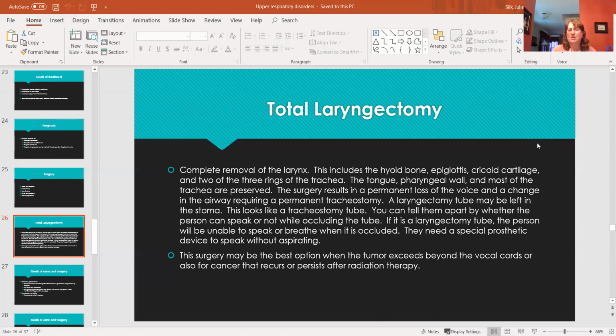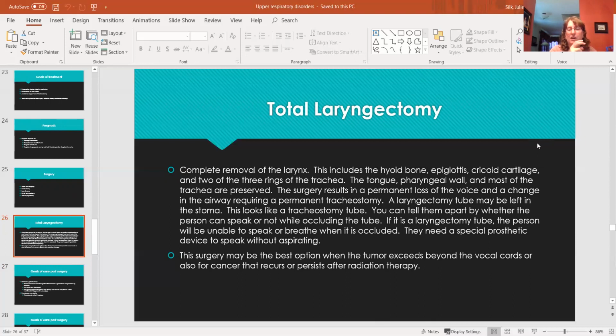But yeah, so you end up having permanent loss of your voice and a change in your airway. So now your airway's not going to be the same, and you have to have a permanent tracheostomy. So a laryngectomy tube can be left in the stoma. This kind of looks like a tracheostomy tube. You can tell them apart by whether the person can speak or not when you occlude the tube. If it's a laryngectomy tube, the person will be unable to speak or breathe when you occlude it.